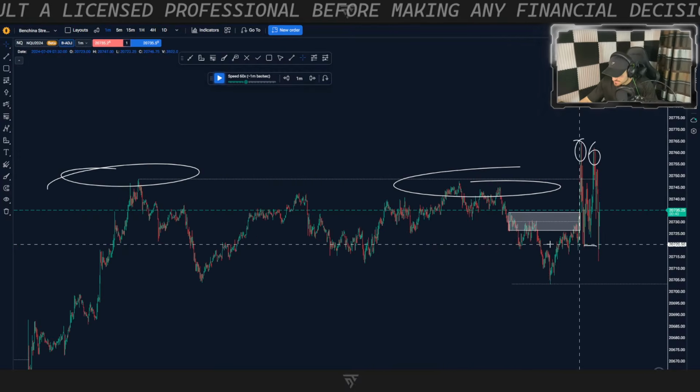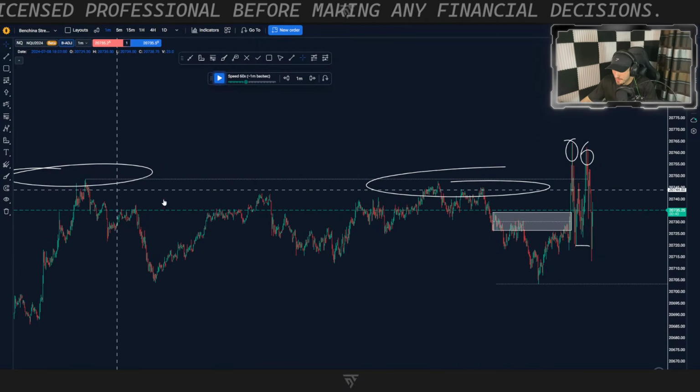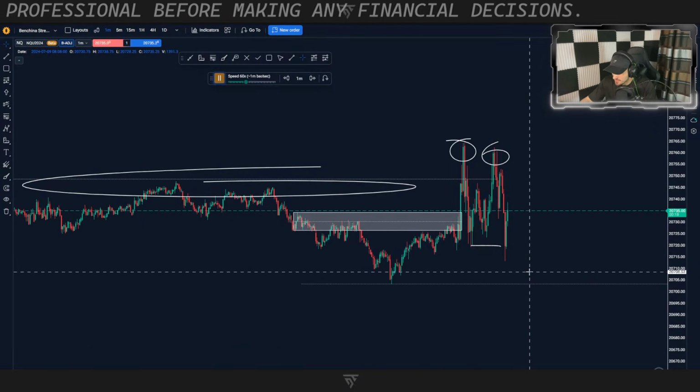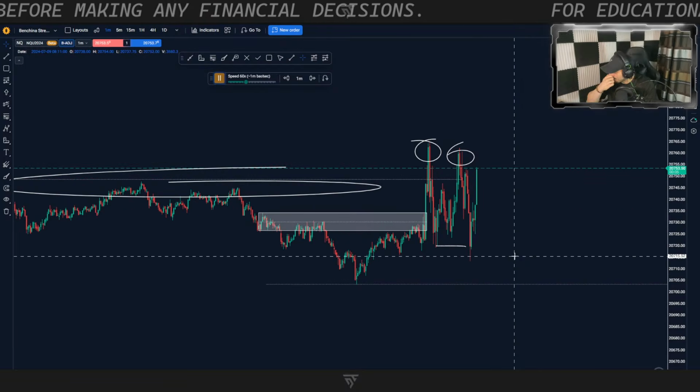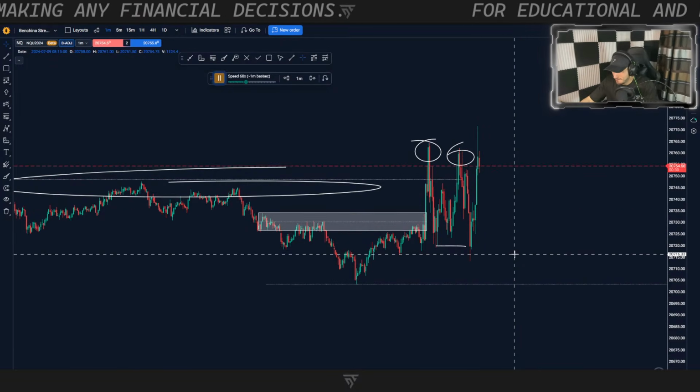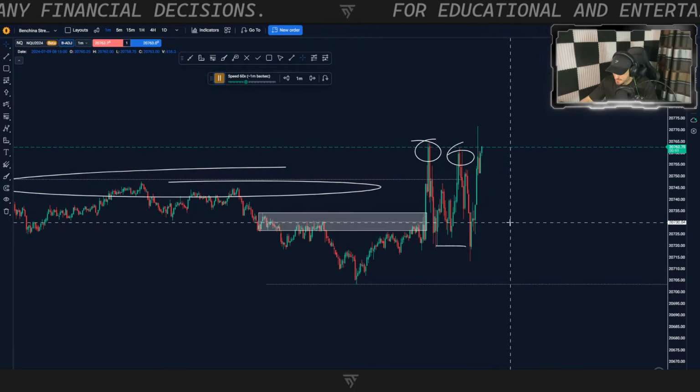And currently double top above that supply. I do think that low is gonna get cooked. Another wick.